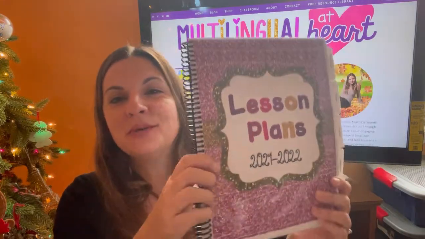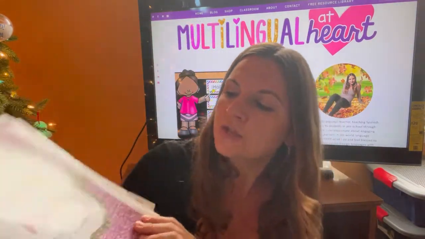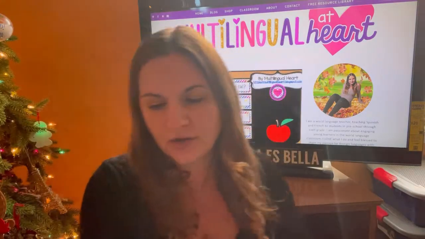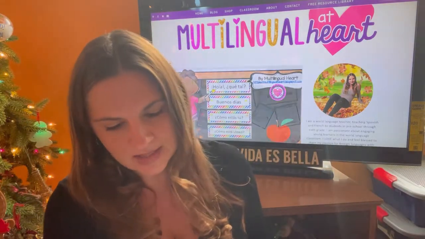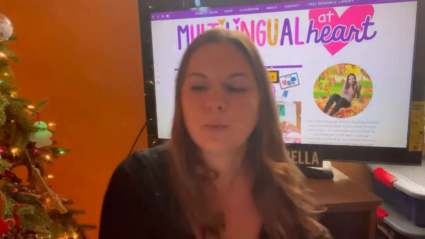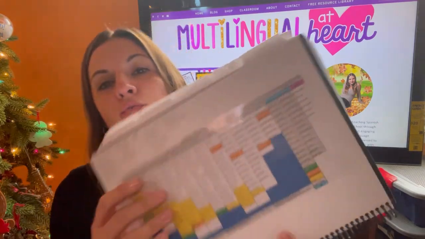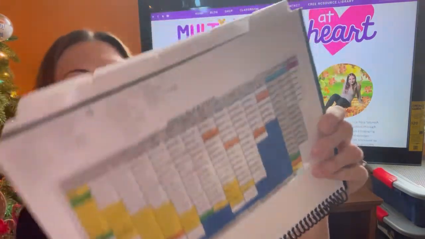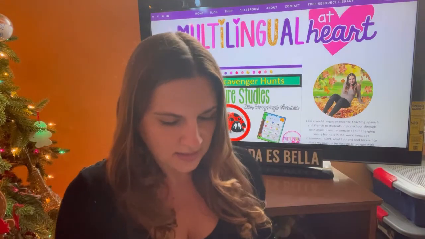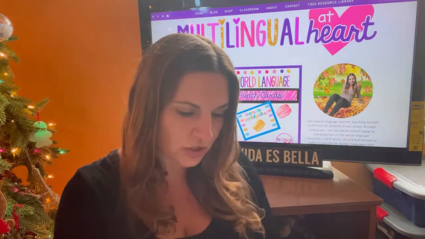Right now I just want to talk about how I plan my lessons for the elementary classroom language lessons. So this is this year's lesson planner. The first thing I have here is my schedule, which is created in Google Sheets. And then this is the student roster. It shows me all of the students and their grade levels, so I can look right away and know how many students are in each grade.